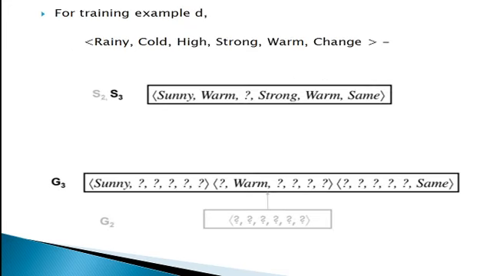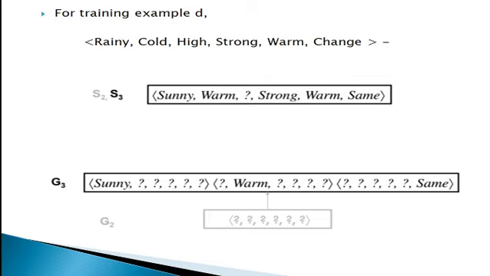Now as illustrated by the first two steps, the positive training examples will force the boundary set S of the version space to become increasingly general, right? The negative training example will play a complementary role here, which will force the boundary set G to become increasingly specific.